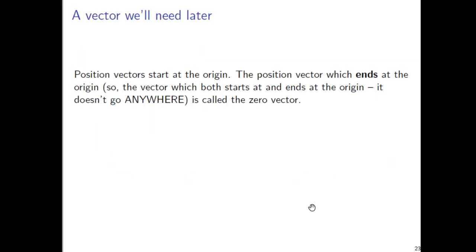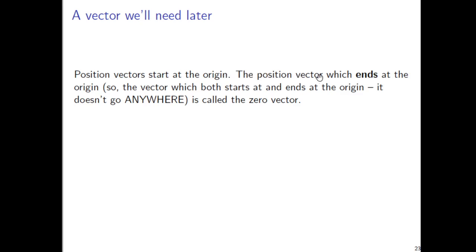Okay, here's a vector that we're going to need later. Position vectors, remember, start at the origin. Position vectors always start at the origin, and so there's a position vector corresponding to each point in the plane in 2D space. Every 2D position vector corresponds to a point in the xy plane. In fact, if you appreciate this language, there's a one-to-one correspondence, or a bijection, between position vectors in 2D space and all the points in the xy plane.